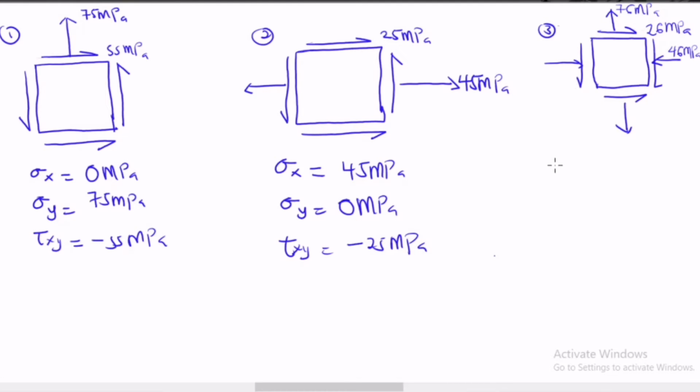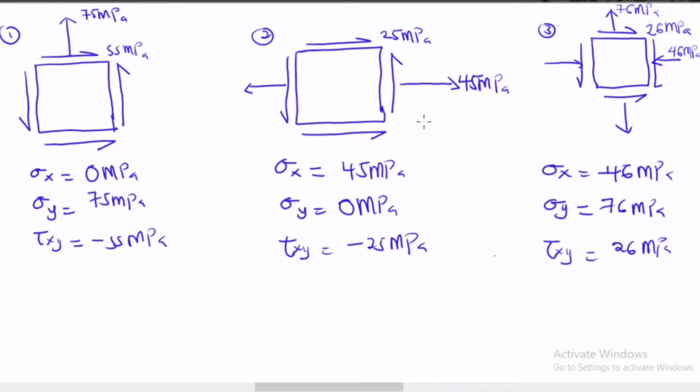Let's move here with question number 3. Our stress in the x direction is moving in the negative direction, so we are going to have negative 46 megapascal. And with the stress in the y direction, we are going to have positive 76 megapascal. And then our shear stress in the x and y direction, we're going to have it to be 26. So in this case, when the rotated element is given to you, you can generate this very easily. Let's continue.